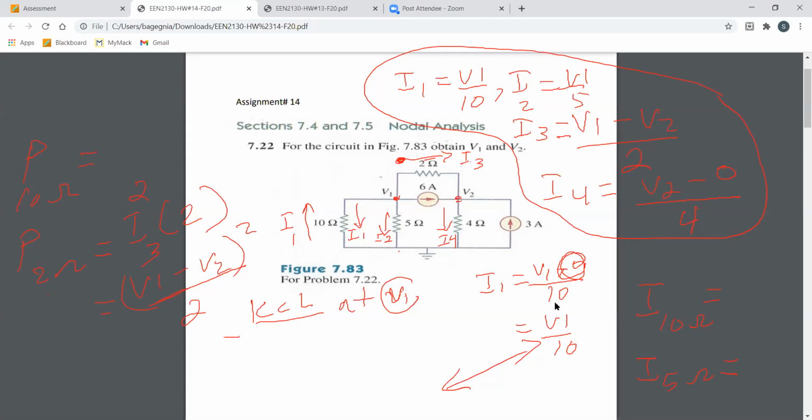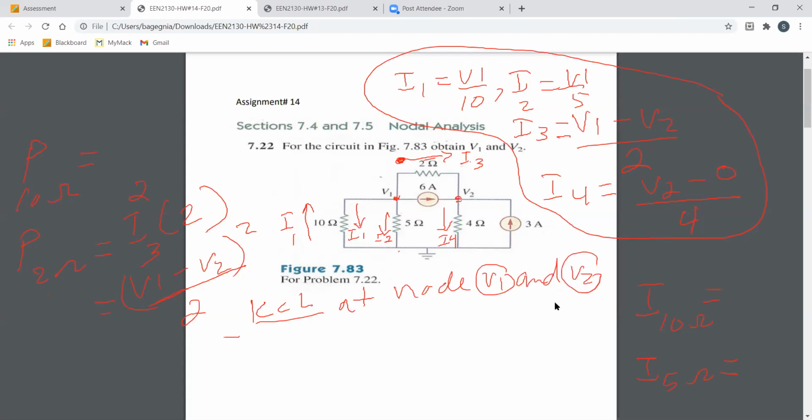So continuing on applying the KCL, I advise you to start with writing all the currents, all the branches. These are called branch currents. It's not a loop. When we deal with mesh analysis, we call them mesh currents. And when we deal with nodal analysis, we call this a branch current, which is for the 2 ohm, 4 ohm, 5 ohm, and 10 ohm branches. So we apply again KCL at node 1, node V1, and node V2.